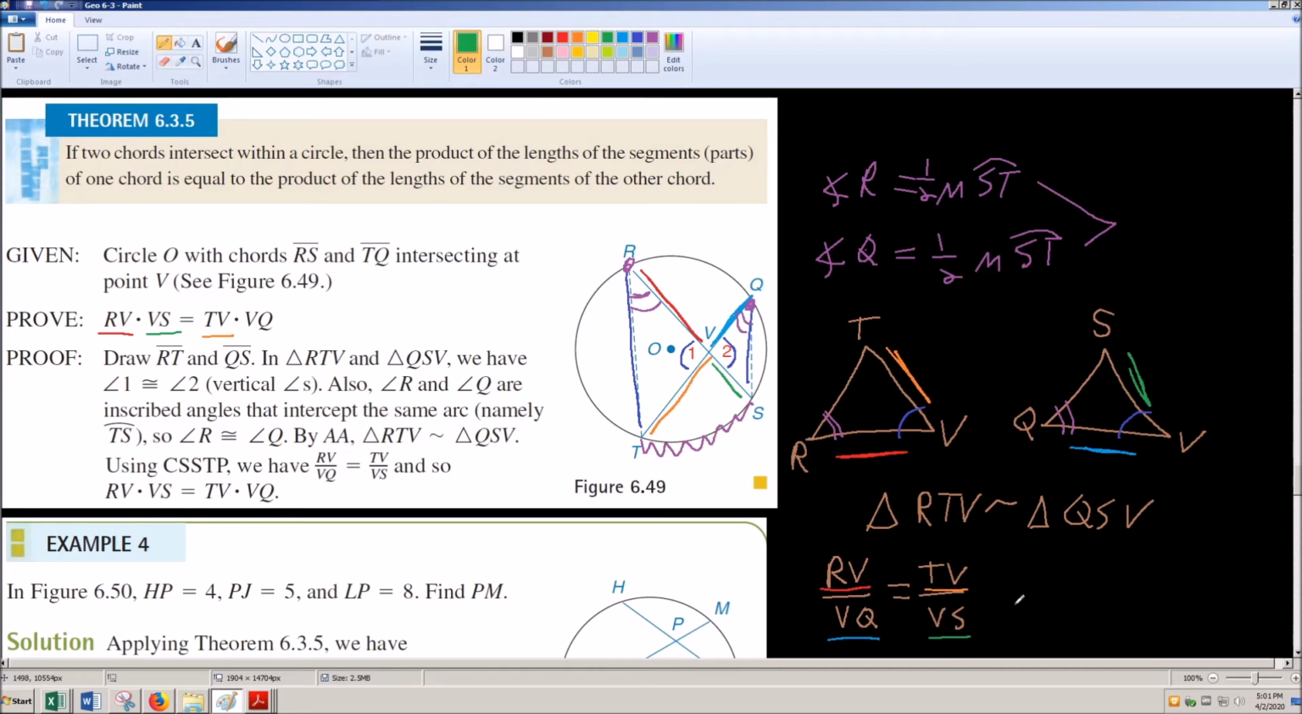Here we go. All right. So call it cross multiplication, call it means extremes property, whichever you want to do. Really, we're just cross multiplying these things to get the relationship, which is that RV times VS is equal to TV times VQ. So again, I'll go one last time, underline these colors.